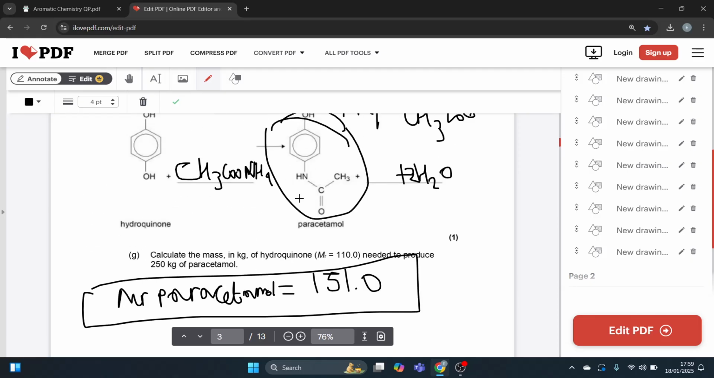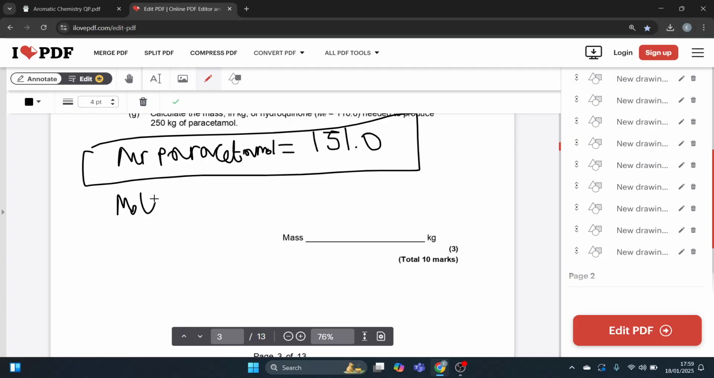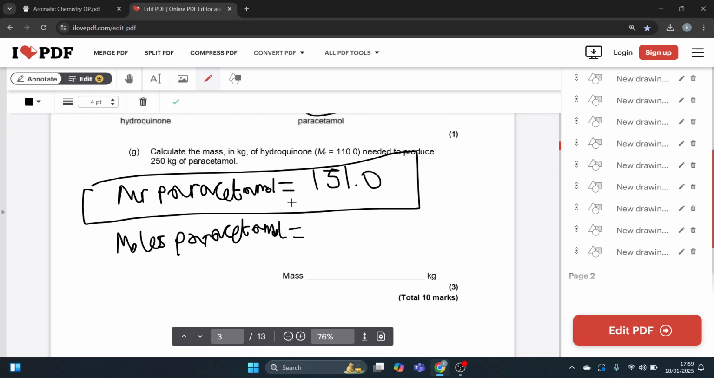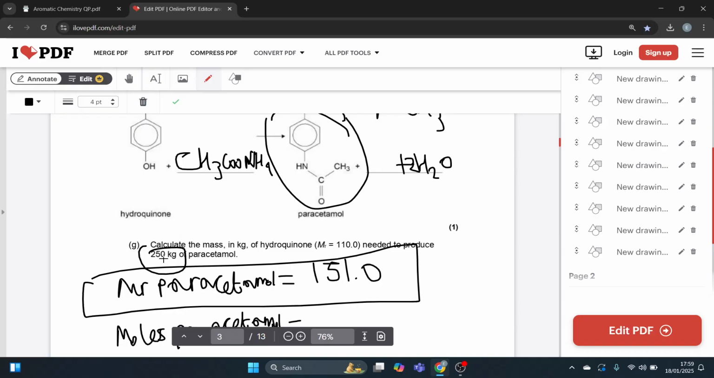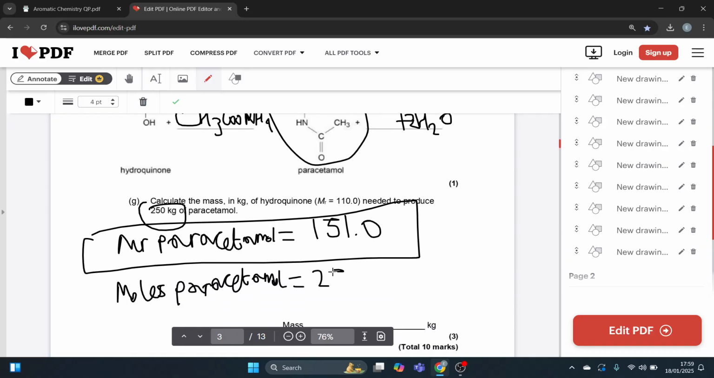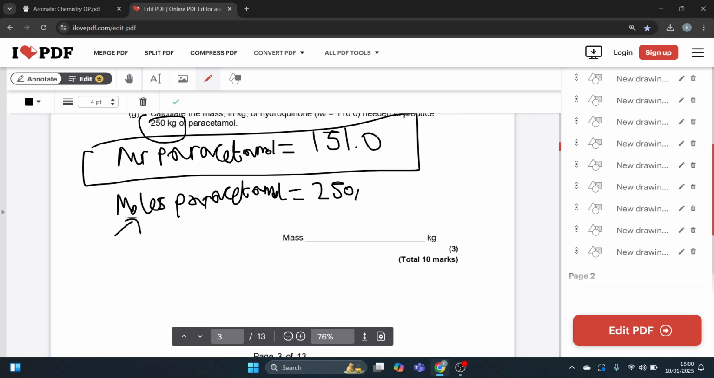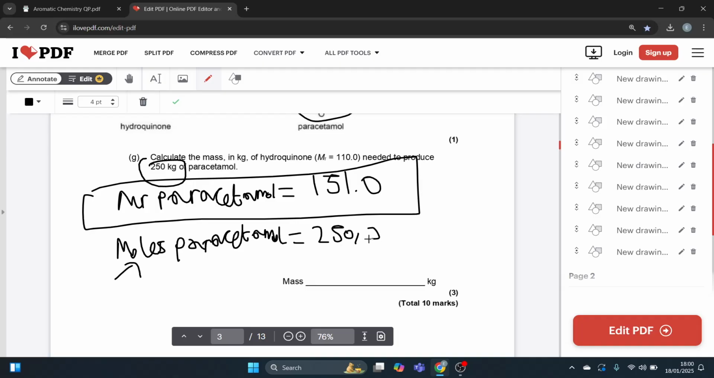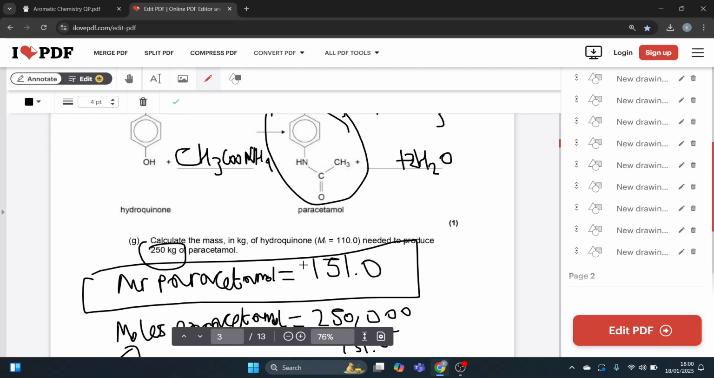That's it, MR. Now I need to find out the moles of paracetamol. Well, the moles of paracetamol is going to be its mass over MR. However, the mass is in kilograms in this case, so I need to convert it into grams. Actually, no, I don't, because no, I do. Because when we calculate moles, mass is in grams always. 250,000 divided by the MR. Now that's the moles of paracetamol.